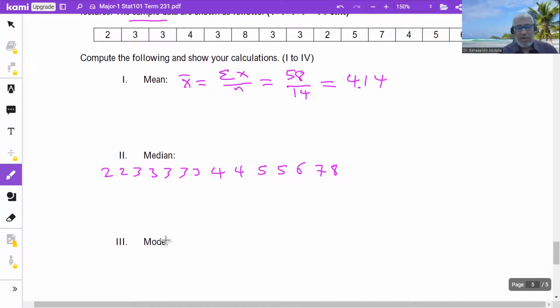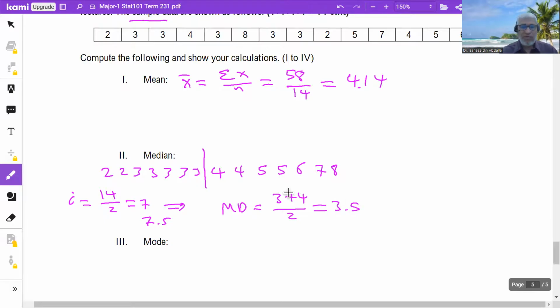Now the median is in the middle, okay? You can use the index. The index is you divide 14, the total number of observations, by 2, so 7. This is the position of the median. So 1, 2, 3, 4, 5, 6, 7. It's not the 7th. If it is an integer, you have to find the position of the median would be 7.5. Okay, so in the middle between 3 and 4. So the median would be 3 plus 4 over 2, or just 3.5.